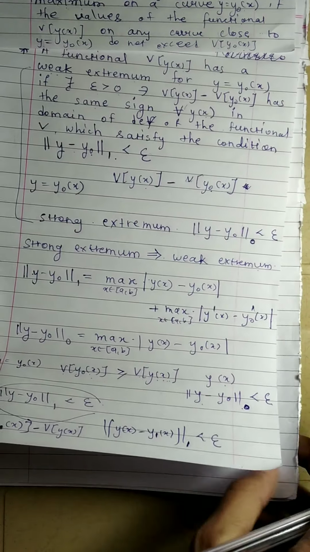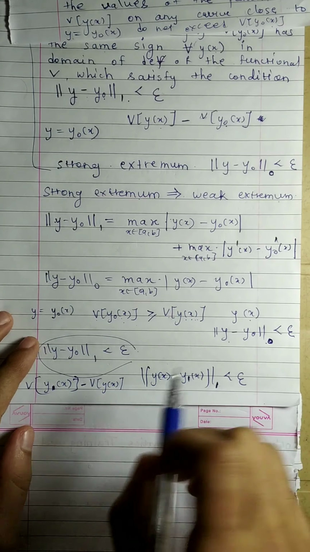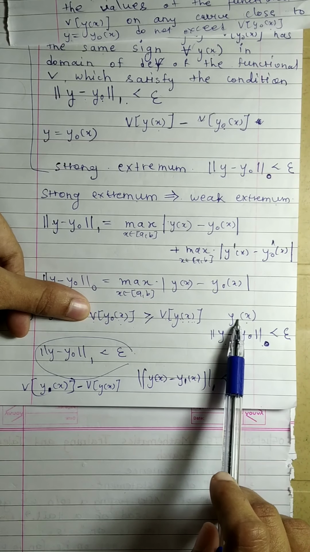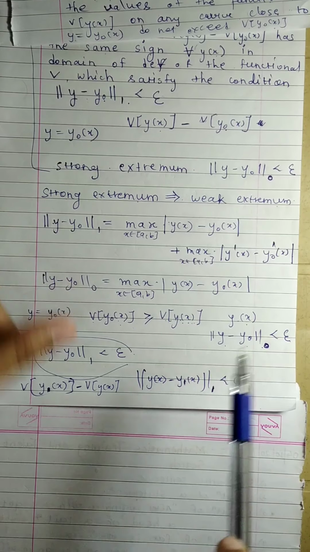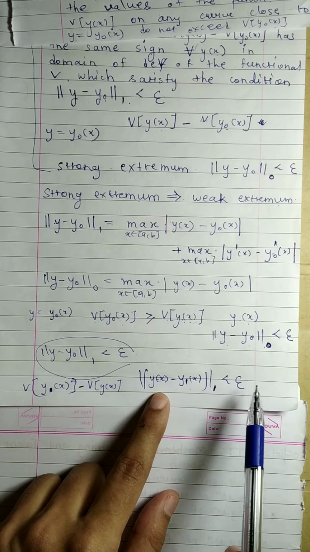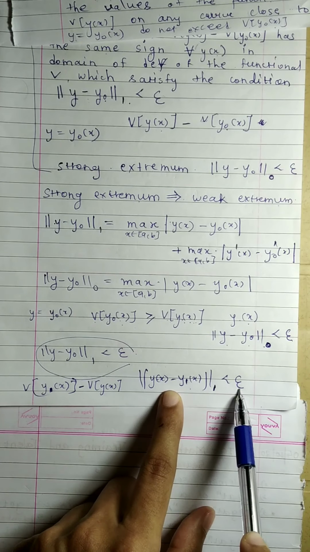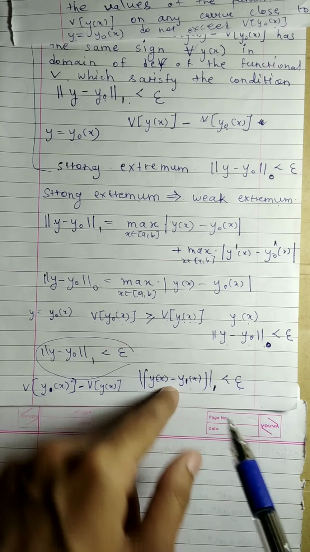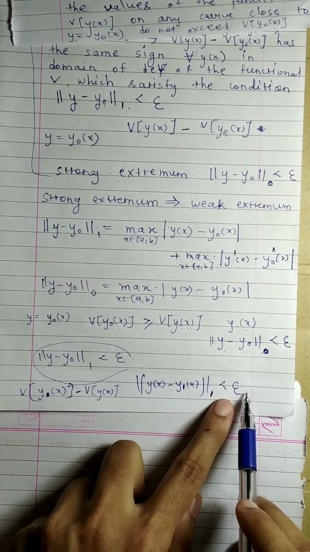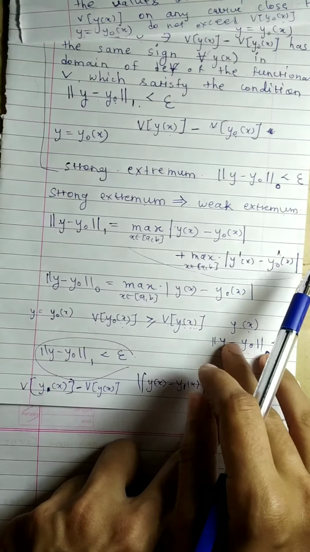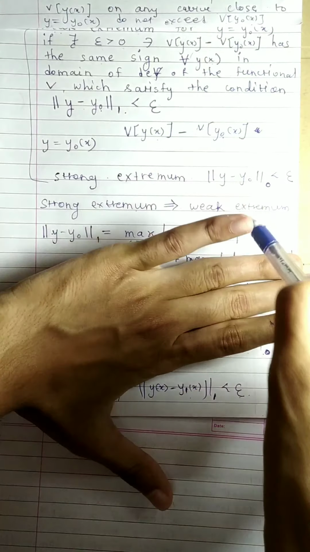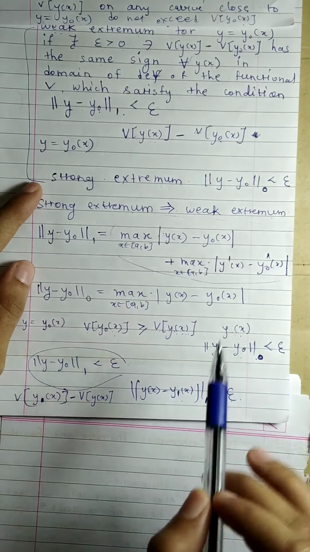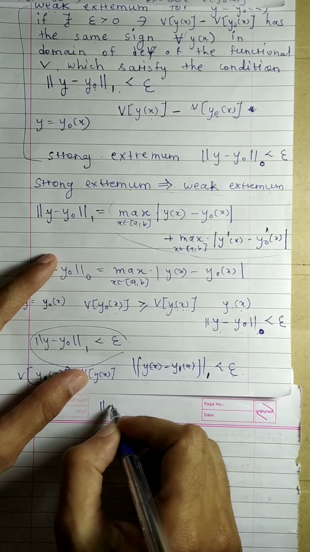I hope the concept is clear, because see here, when we are talking about the extremum, what are we actually talking about? We are talking about these values for all those curves y of x satisfying this condition. For all the curves y of x which are satisfying this condition, we have claimed that it has a weak extremum. Now we are checking whether it will be a strong extremum. For all those curves y of x which satisfy this condition, they will definitely satisfy this condition, that is, this will also be less than epsilon. If this full quantity is less than epsilon, this will also be less than epsilon. So all those y of x will also satisfy this norm.